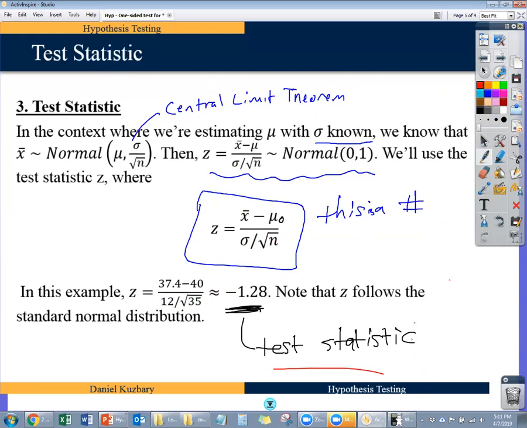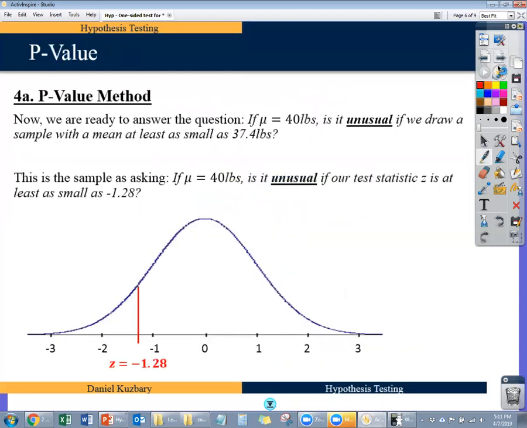Okay, so we have our hypotheses. We have our significance level, 0.05. That's going to be the chance we're wrong. And we have our test statistic, which is the number negative 1.28 under the standard normal distribution. Now, this is where the rubber meets the road. We're ready to answer this question. If our null hypothesis is true, that is, let's make that straight.